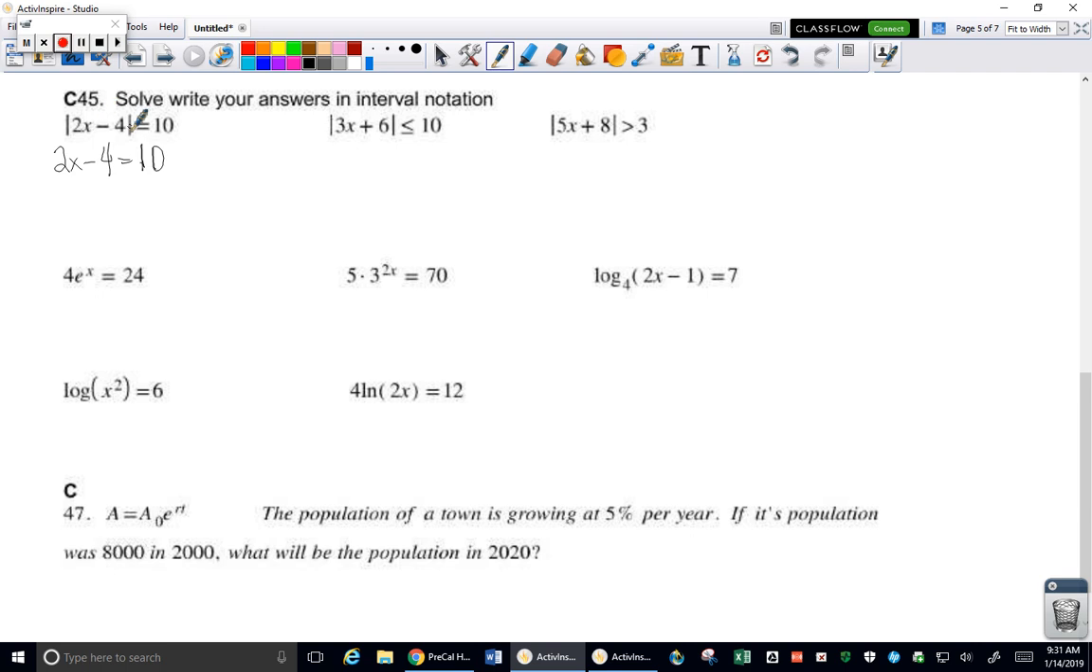So this number in here can be positive, and this number in here can also be negative. So when we're solving absolute values, we need to have two solutions. Just like quadratics, absolute values cross the x-axis twice. So 2x equals 14, so x equals 7, or 2x equals negative 6, so x is negative 3. These are the two values that when plugged into here, and when taken absolute value, will give you 10.